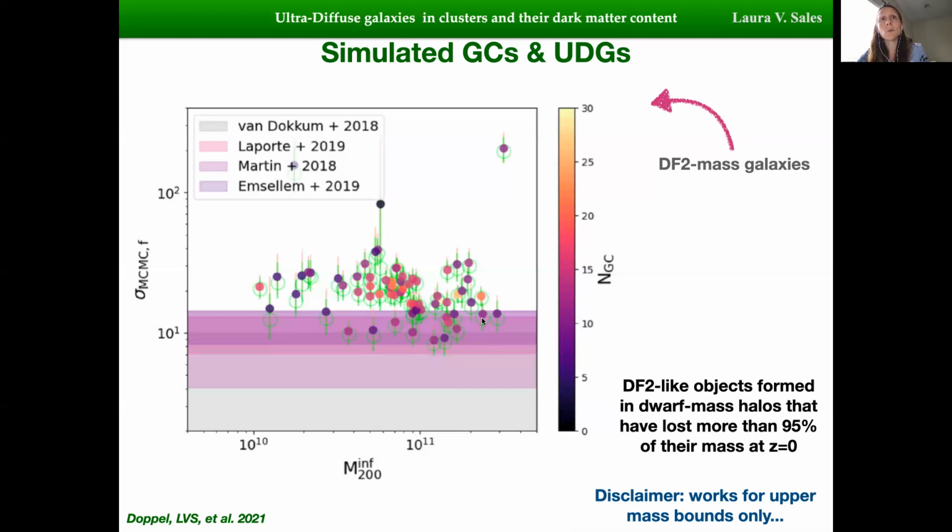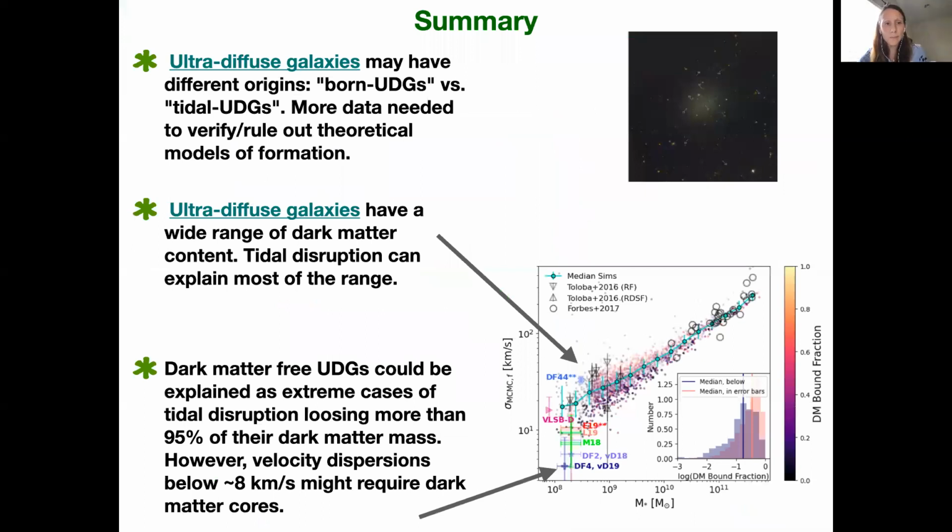And it has lost more than 95% of its dark matter mass. However, I wanted to highlight that this is only the upper end, and none of the objects seem to go as low as the first estimate of sigma by the van Dokkum team.